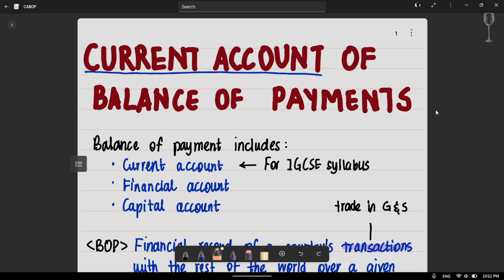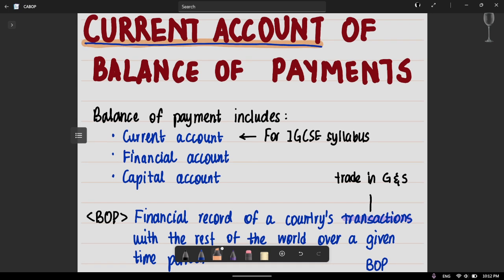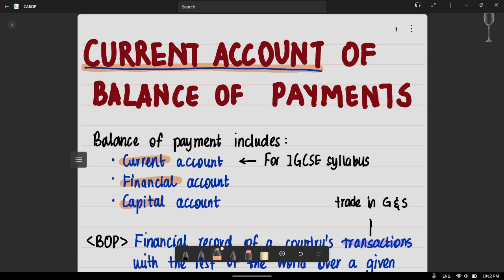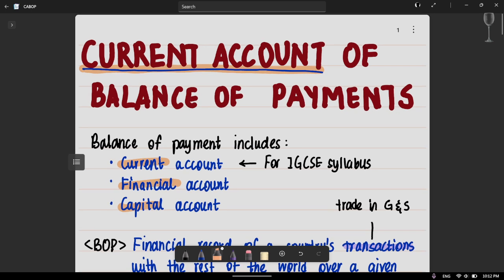Now, you'll firstly notice that I've underlined current account in the title. And why is that? It is because the balance of payments itself includes three main things: the current account, the financial account, and the capital account. But because the current account holds the majority, or is the largest component of the balance of payments, that is the only thing that we are going to be focusing on for IGCSE economics.